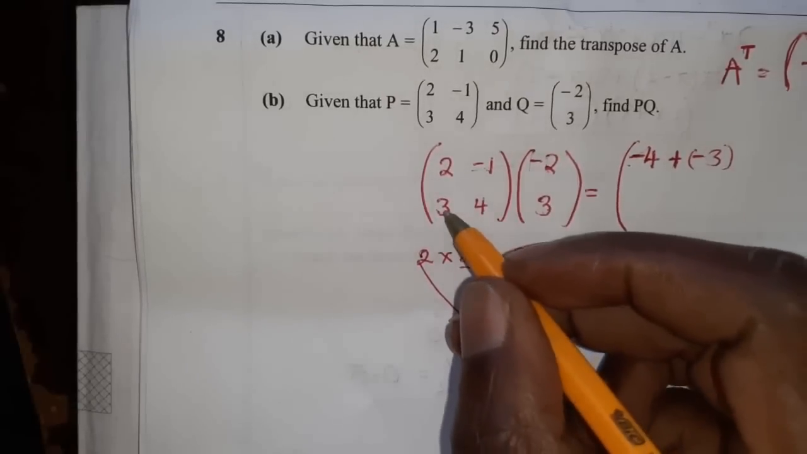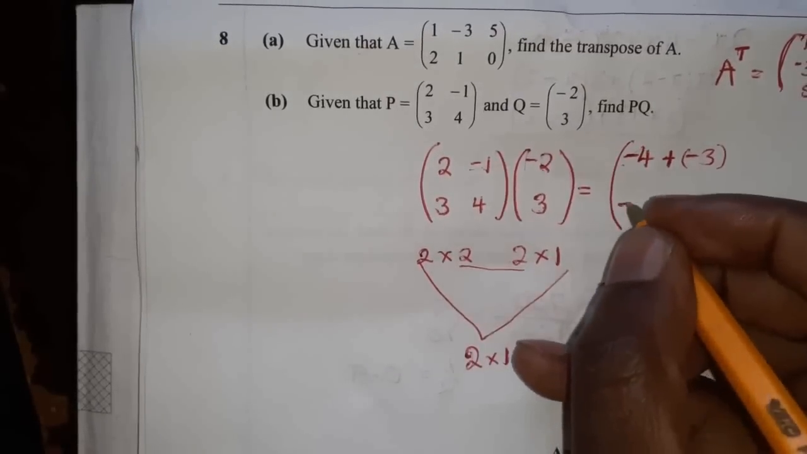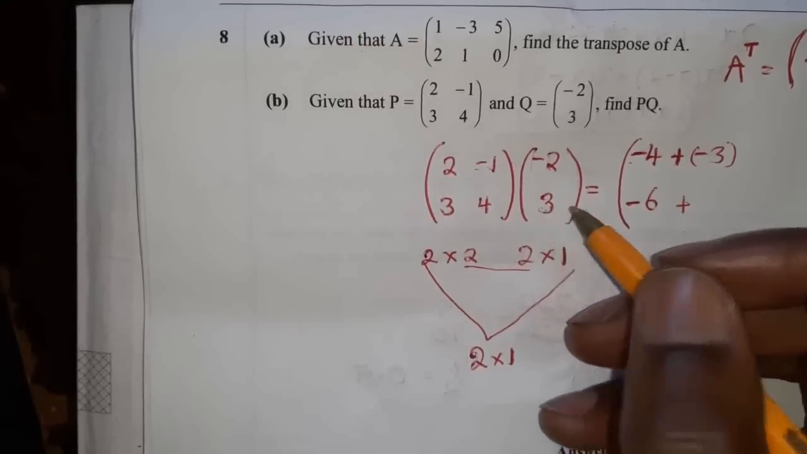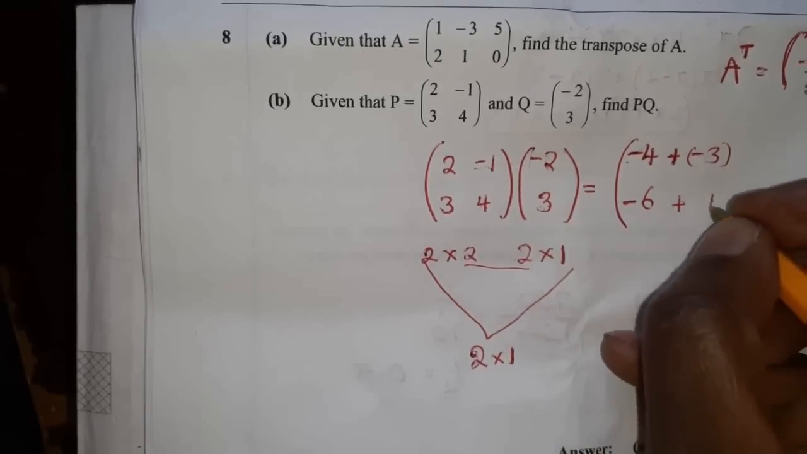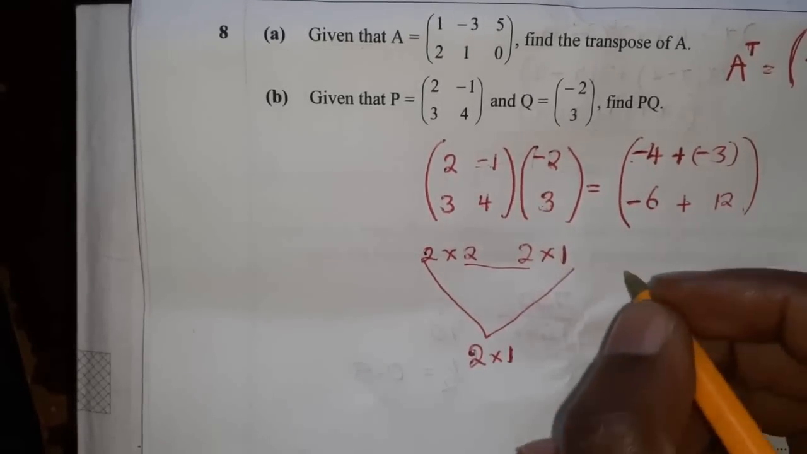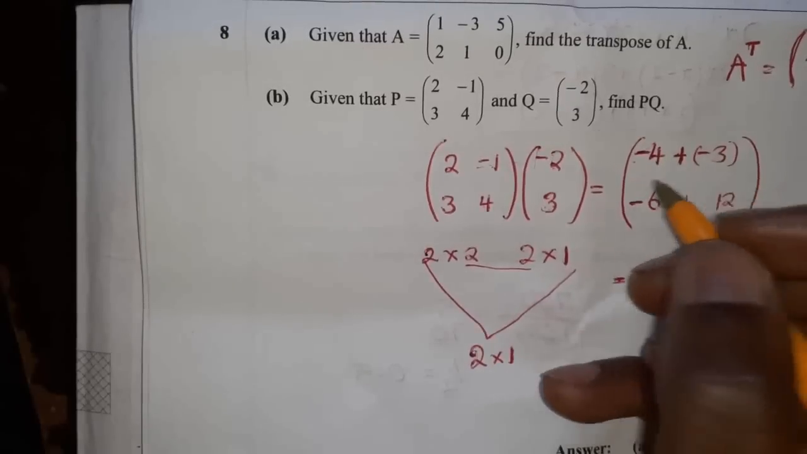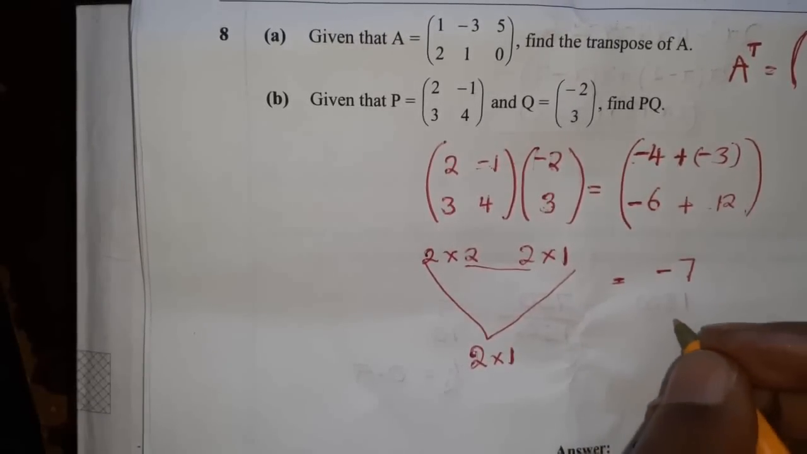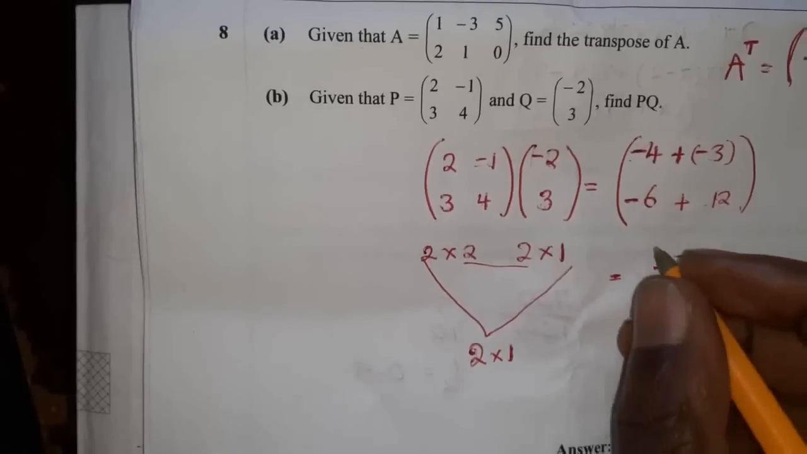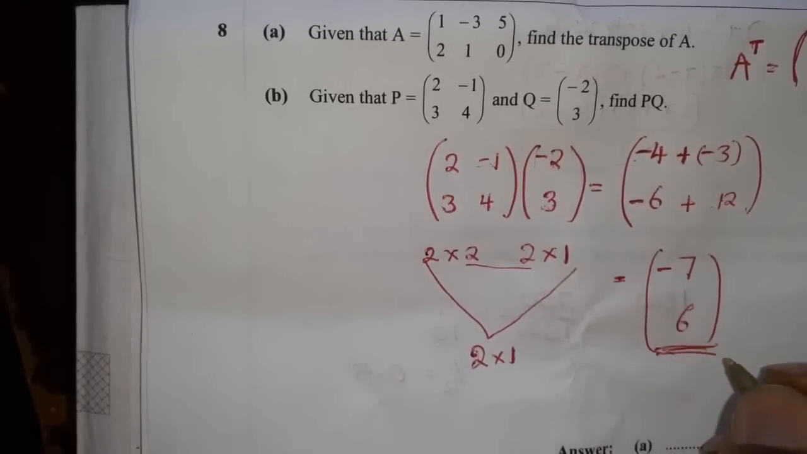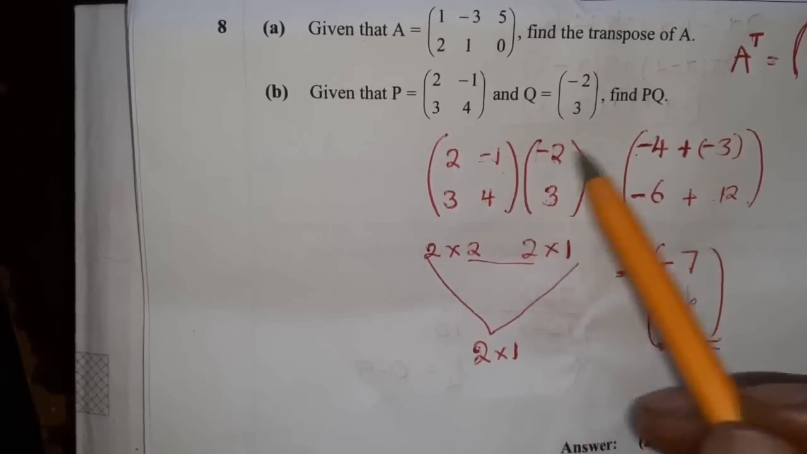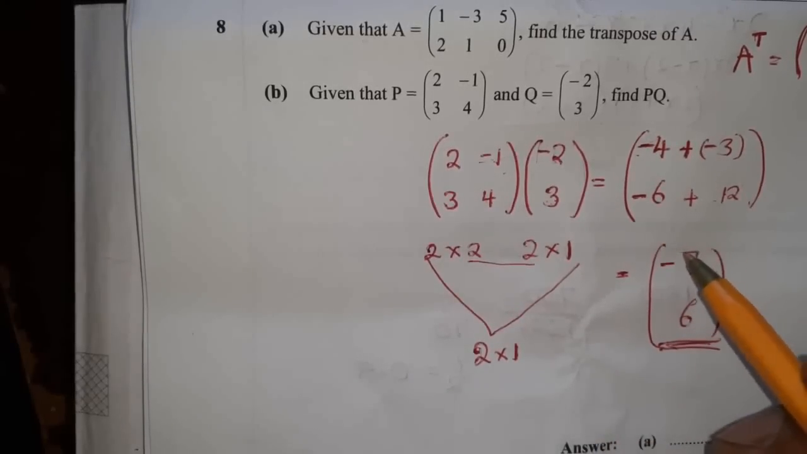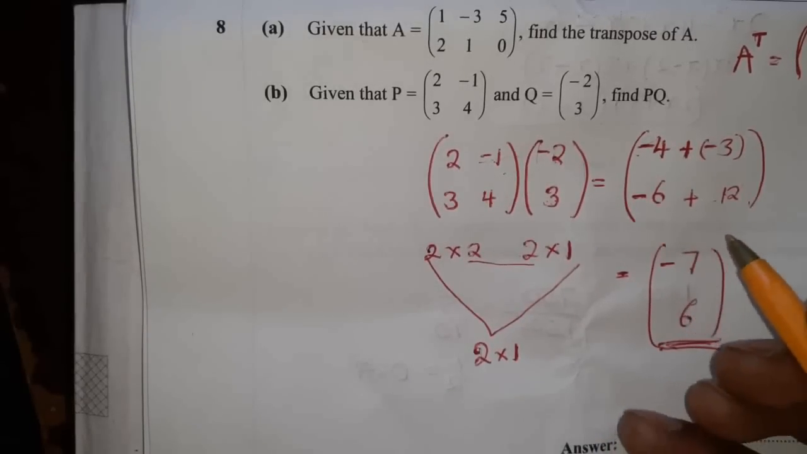We come to this one, 3 by -2, we get -6, plus 4 multiplied by 3, we're going to get 12. We simplify this one. When we add these, we get -7. When we add these two, we get just 6. This is our answer for the second part. Please take note, it's easy that as we calculate, we can make minor mistakes. So you can comment in case of such a thing.